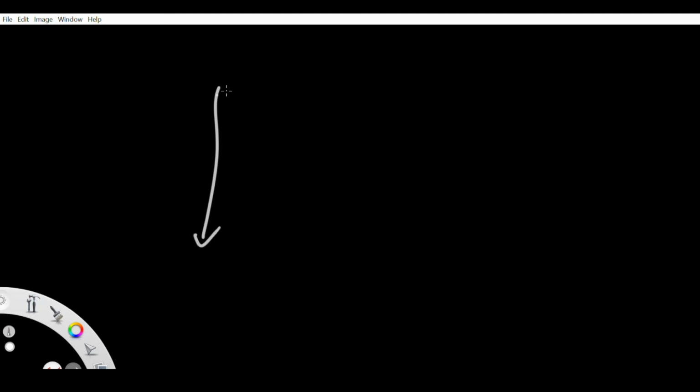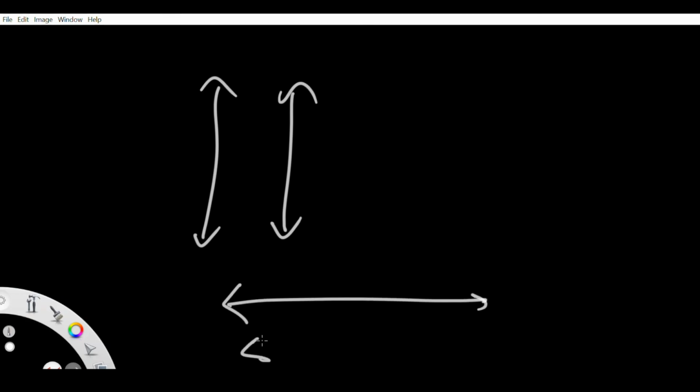So all vertical lines are parallel, or lines with undefined slope, and all horizontal lines are parallel, or lines with zero slope.